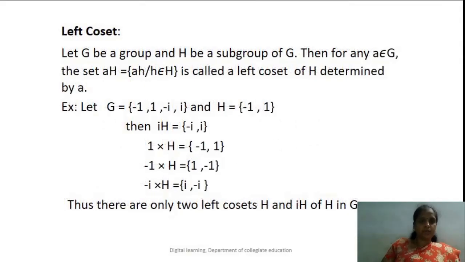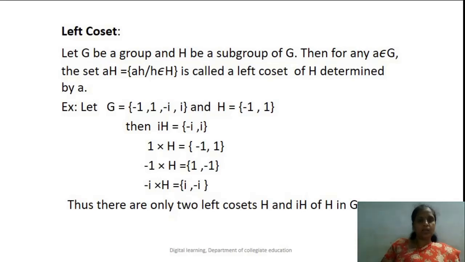Next, the left coset. Let G be a group and H be a subgroup of G. Then for any a belongs to G, the set aH, as opposed to Ha, is what we consider for left cosets. aH is equal to {ah, where h belongs to H}, and it is a left coset of H determined by a.